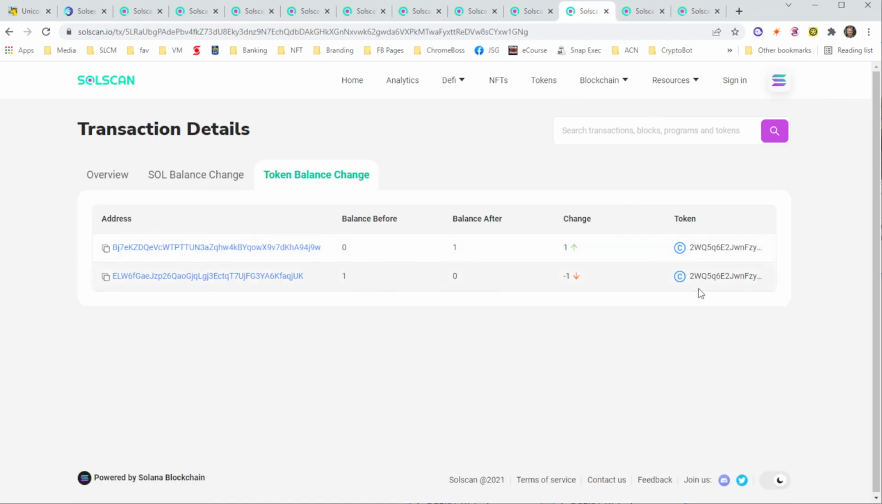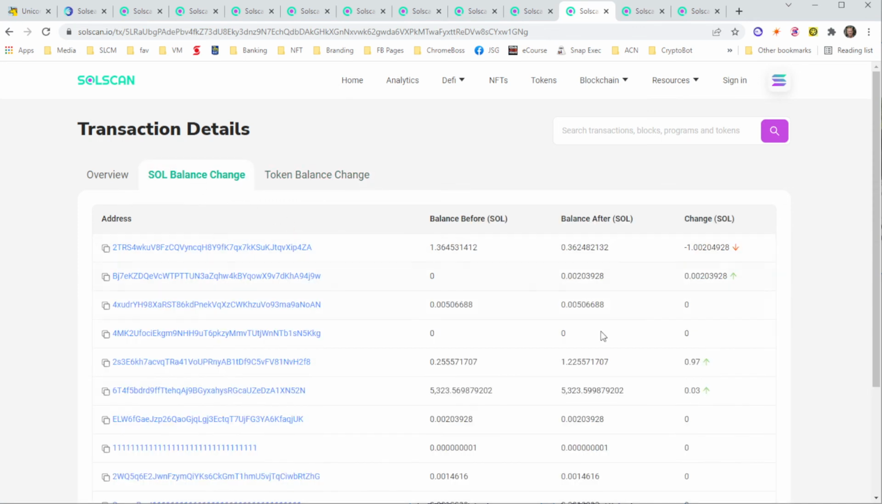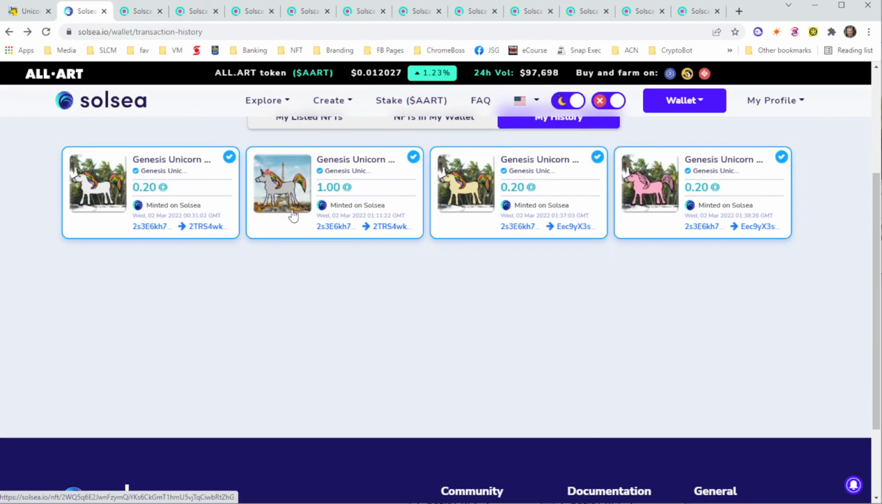Now I wish there was a faster way to figure this out, but this actually makes sense. So then you can see that my wallet went from 0.25 to 1.22, right? Because it went up by 0.97. So that's how you can find your transactions that are in here.